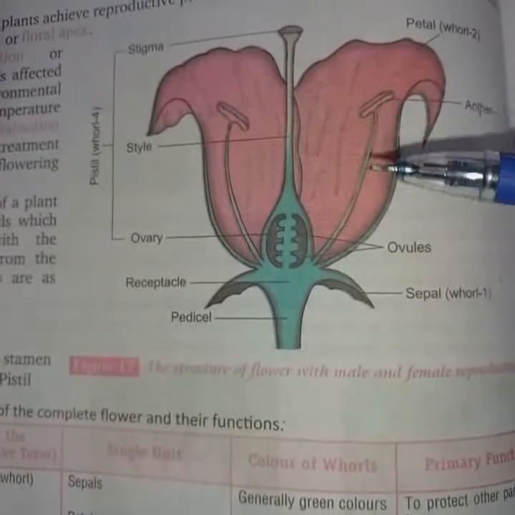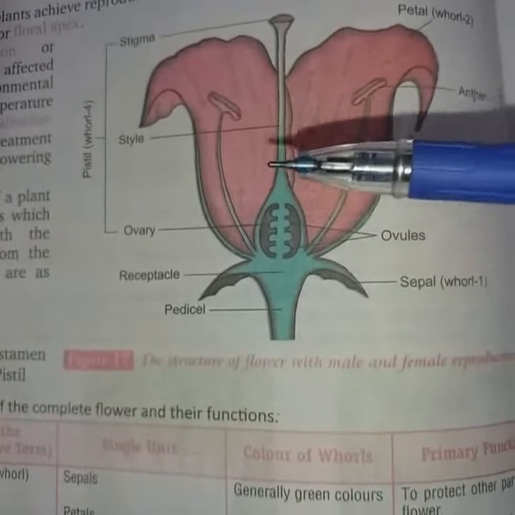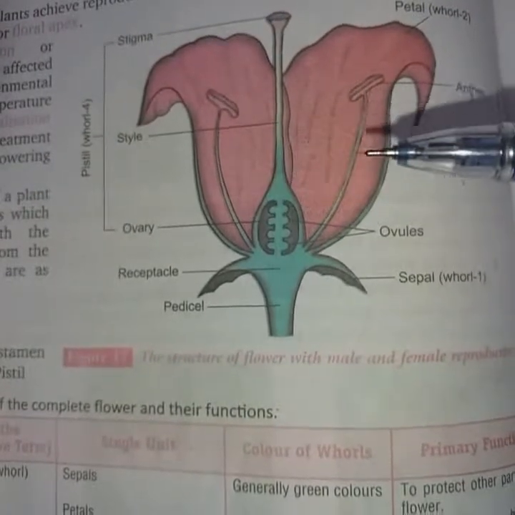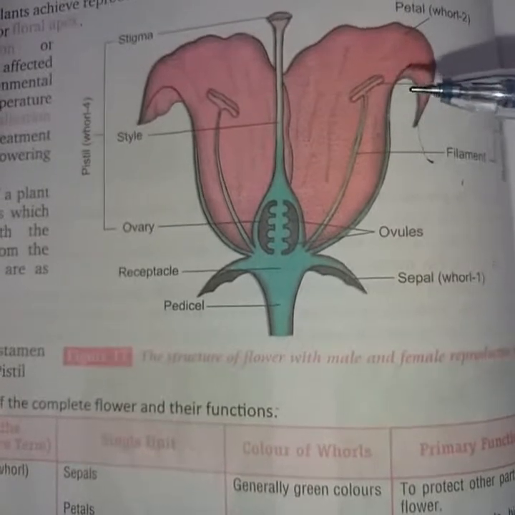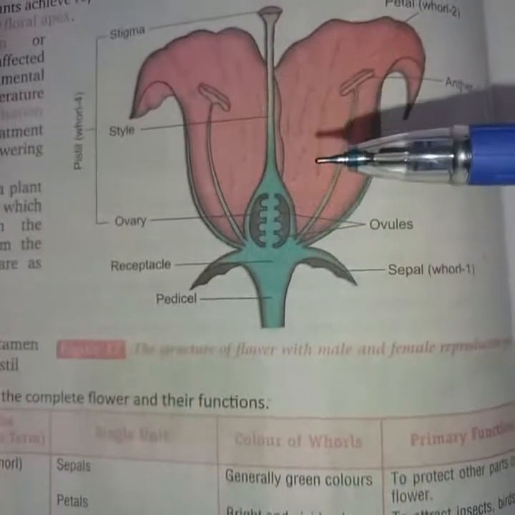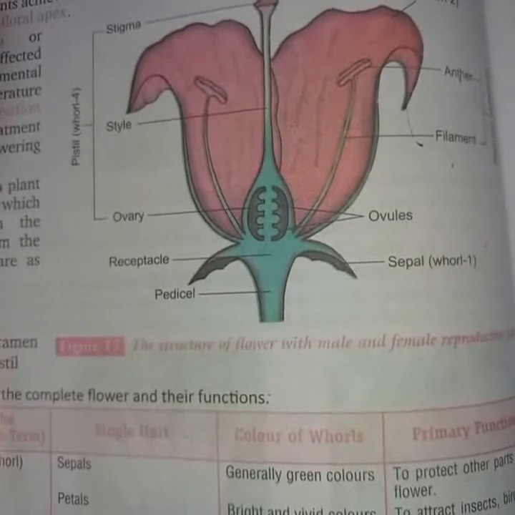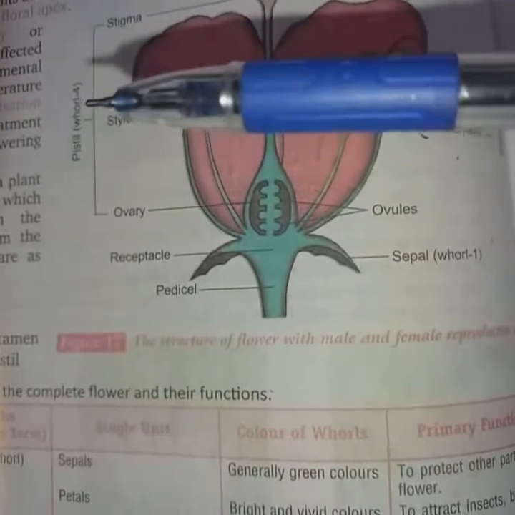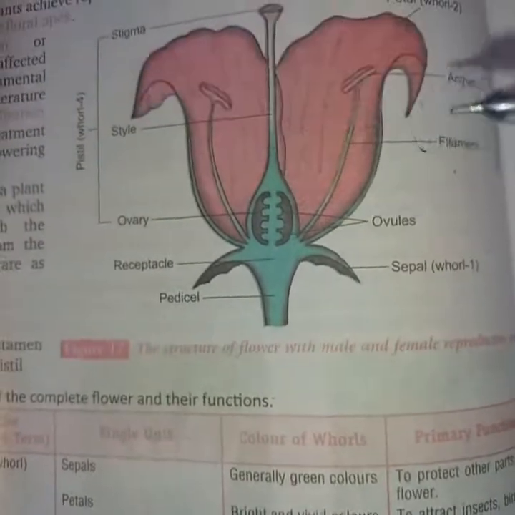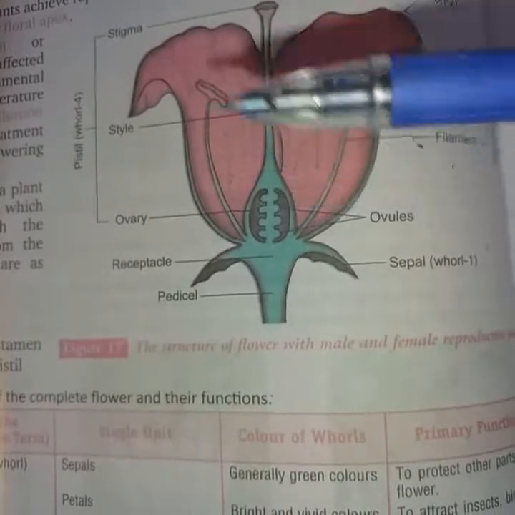Third, the anthers cover. Here this structure shows two anthers, but in one flower, many anthers cover the pistil. So this structure is called whorl 3. Next is whorl 4, the last and innermost structure, with ovules, called whorl 4.